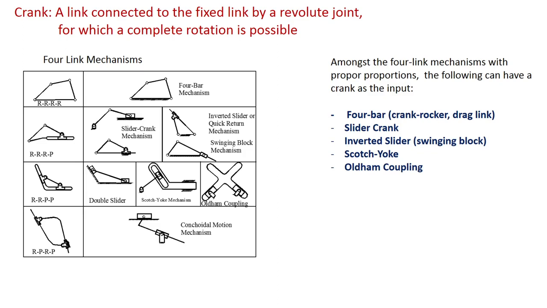Now, there is a class of four link mechanisms in which we have one link connected to the fixed link making a complete rotation. This link we call the crank. Okay? Now, amongst the four link mechanisms, these are four link mechanisms, that's the only one. You can convert these four link mechanisms to three link mechanisms by simply replacing a prismatic joint and a revolute joint with a cylinder in a slot joint. So all these can be converted to, except of course the four bar, but these links can be converted to three-link mechanisms, or two-link in this case. You can do it as a two-link mechanism.